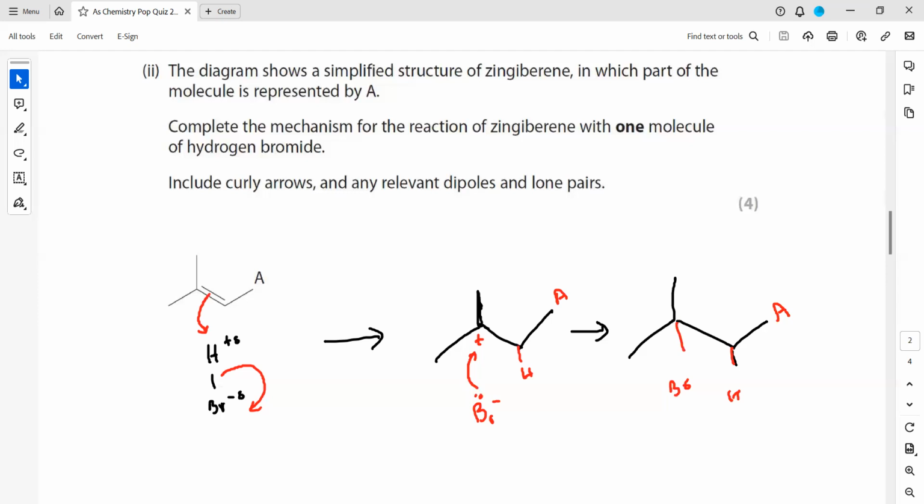How are the marks distributed? When you show the polarity on the bond of hydrogen and bromine, you will score 1 mark. When you show the curly arrow, a complete arrow, you will score the 2nd mark. When you draw this structure, you will score the 3rd mark. And when you show the lone pair on the bromide ion attracted towards the positive, you will score the 4th mark. Is it clear? The mechanism?